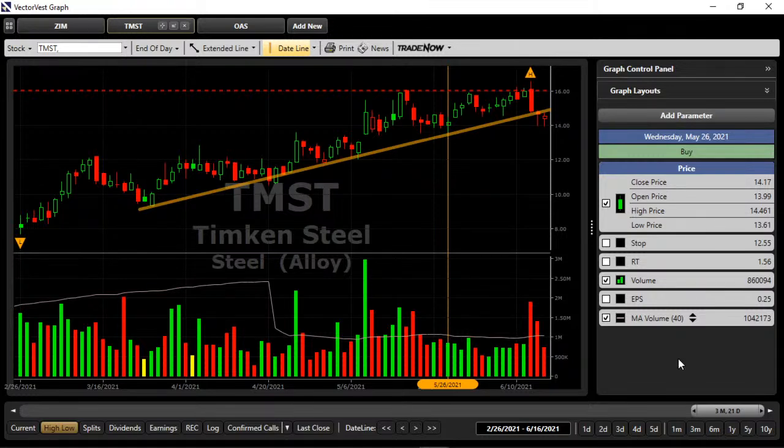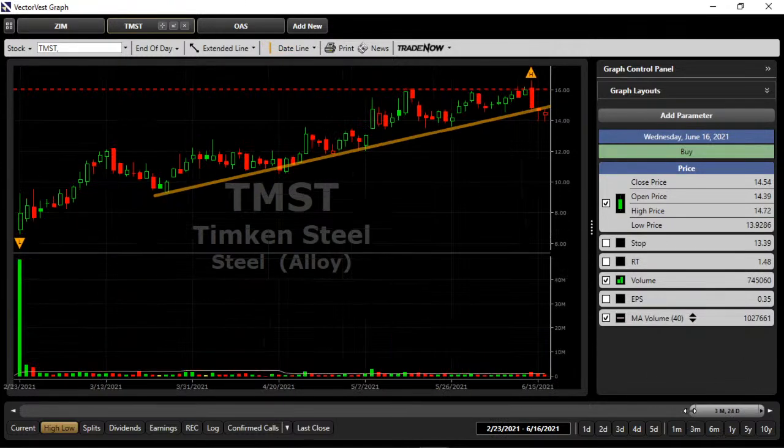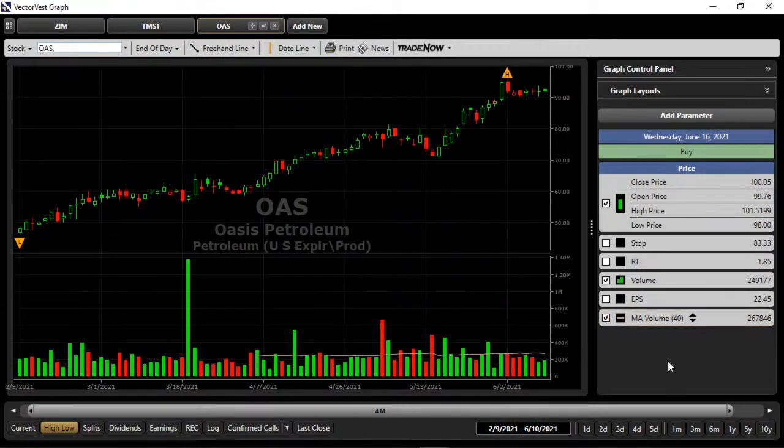Remember, we're not trading this setup here. We're waiting for the breakout. All right, so yeah, sell-offs over the last 2 days on high volume, that's not encouraging. But we're not going to throw the trade away just yet. We're going to keep our eye on it. And then finally, OAS. This is a trade that I did take.